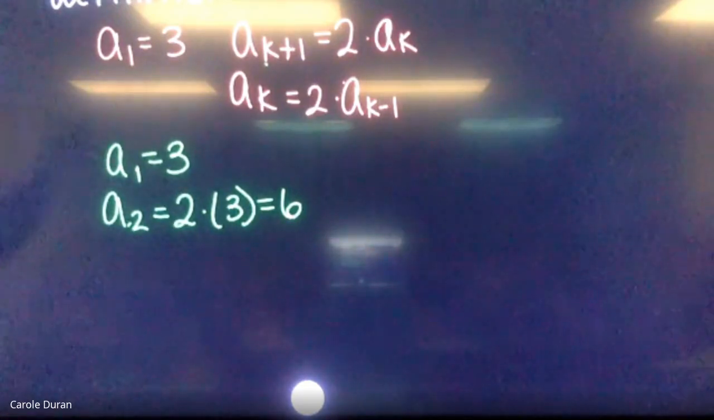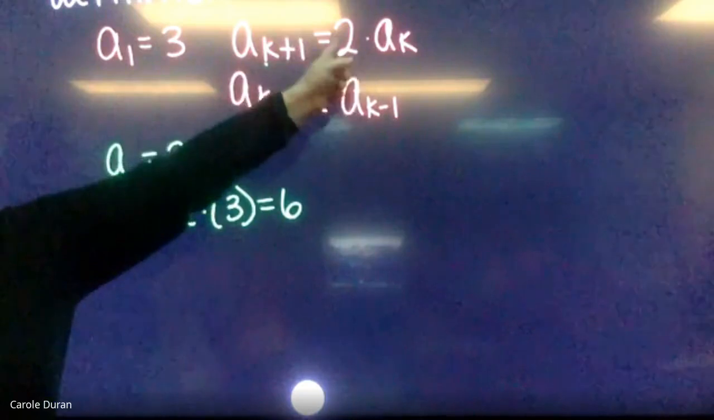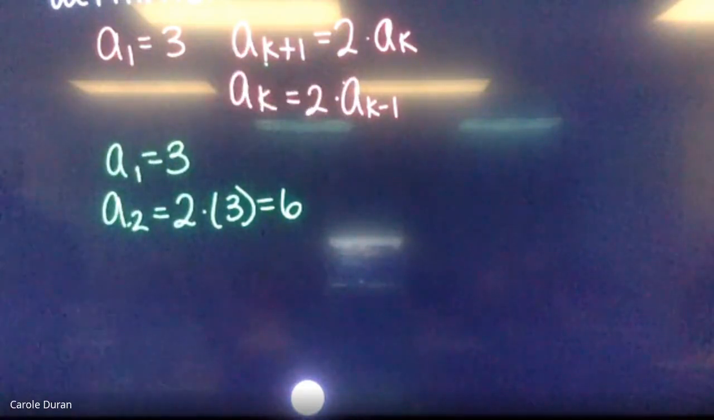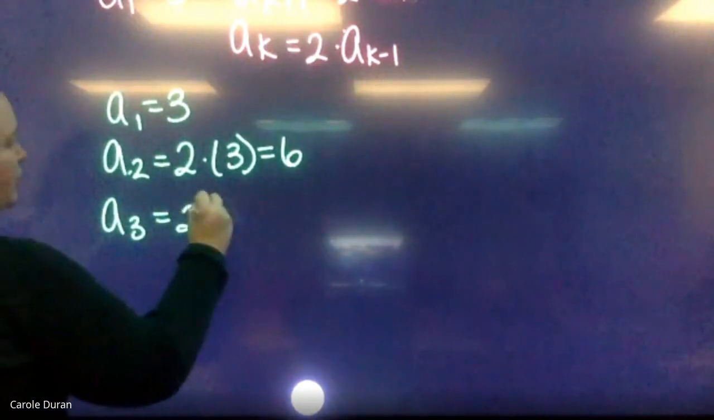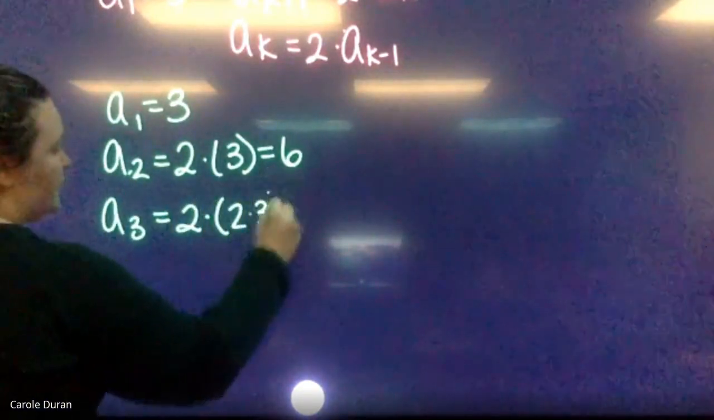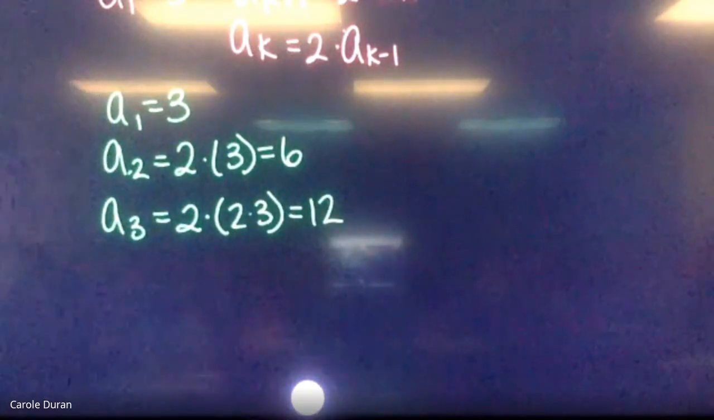So I have the first term and I have the second term. How do I find the third term? I just double the 6. I go back to the term that came before it, and I multiply it by 2. So that means A of 3 is equal to 2 times the 2 times 3 that created my previous term, which makes it 12.